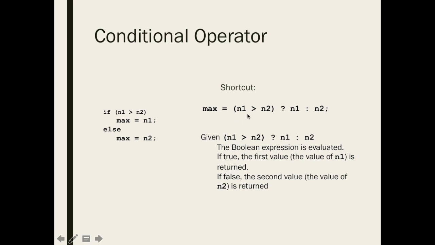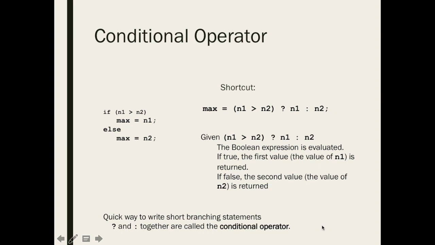So back to the way that we've written it here. If n1 greater than n2 evaluates true, then n1 will be returned and max equals n1. You can see that's the same thing here. Else max is going to equal n2. So this is a quick way to write short branching statements, and you're combining the question mark and the colon together, and it's called the conditional operator.